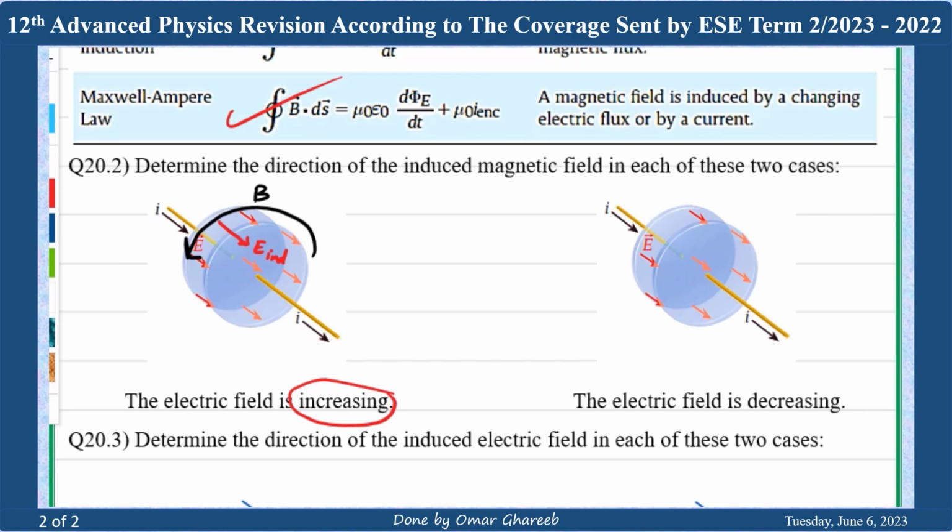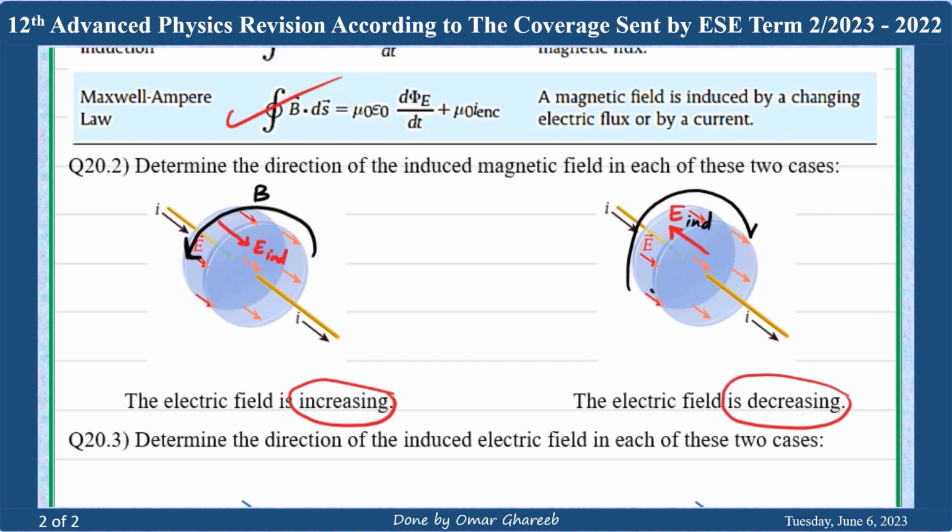Go to the second one. We have a decreasing electric field. Because we have a decreasing electric field, the induced electric field should be in the opposite direction. Note that this is opposite of Lenz's law, because I have the electric field. Now put your thumb with the induced electric field inside the page, then the magnetic field would be clockwise.